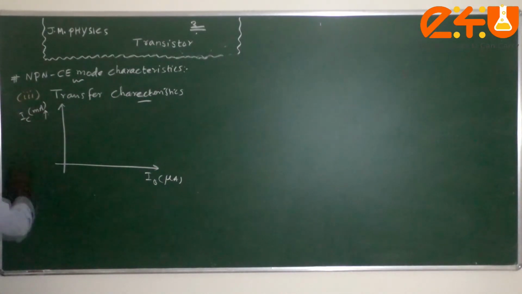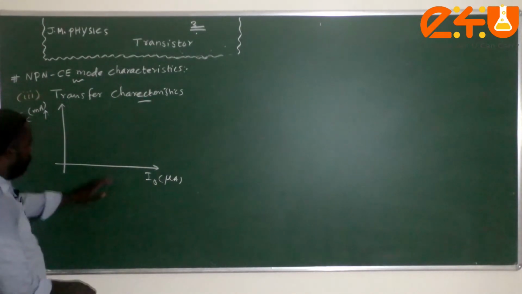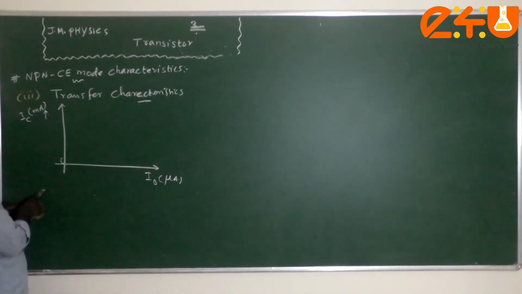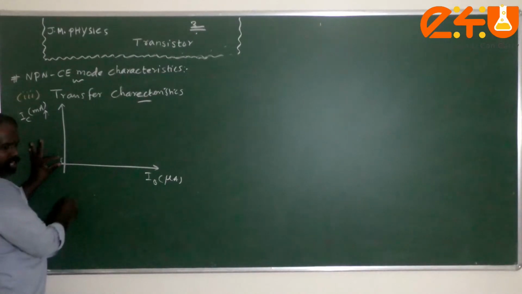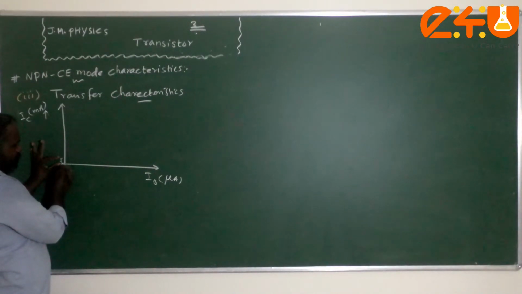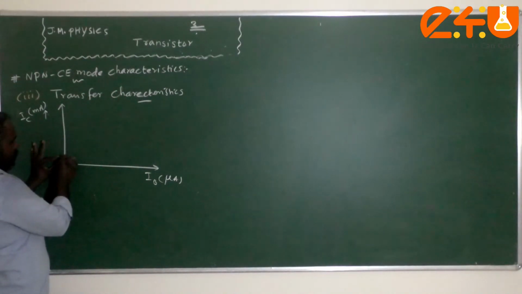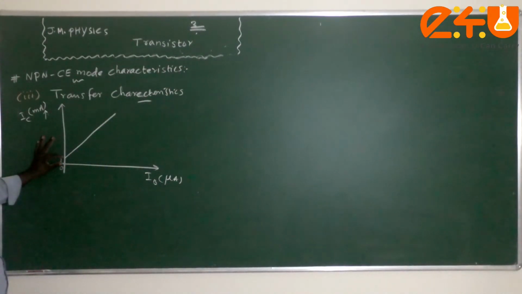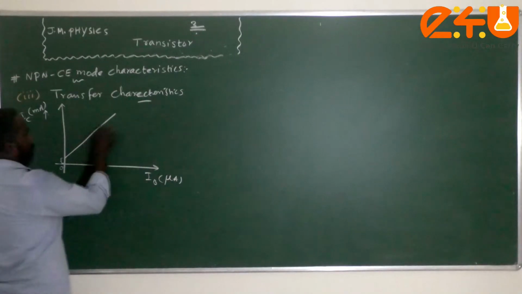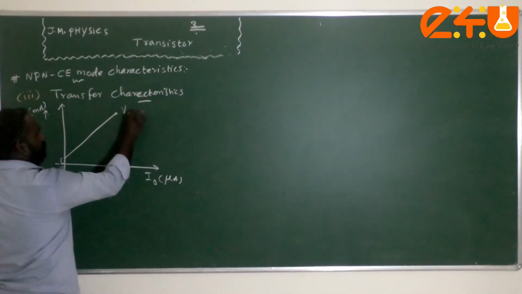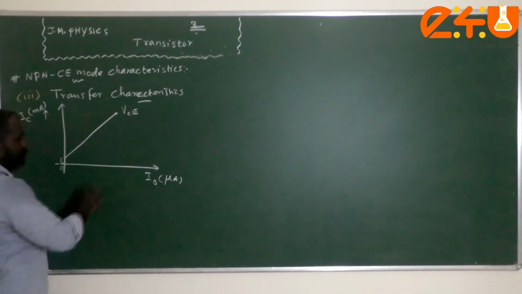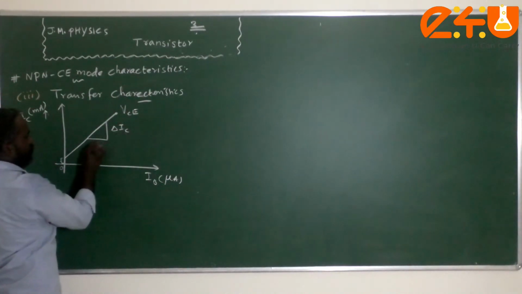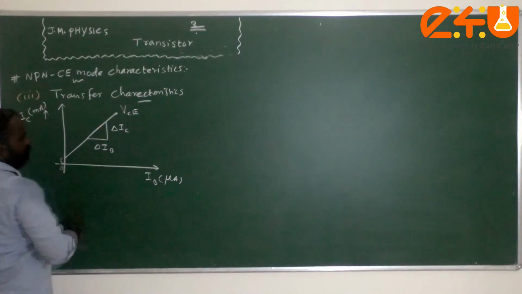As I said, even though IB is 0, there will be a non-zero IC value. So the graph will not exactly start from the origin, and it will look like this. There will be some small current, called the leakage current. This is maintained at constant VCE value. Now please see that this is delta IC and this is delta IB.